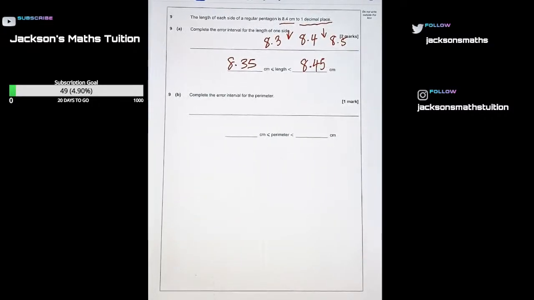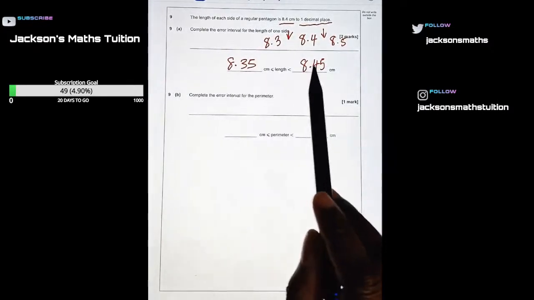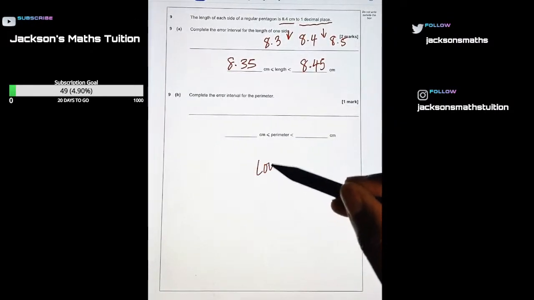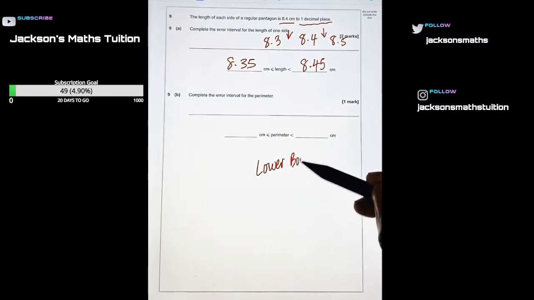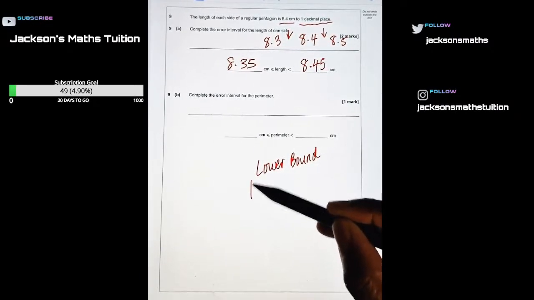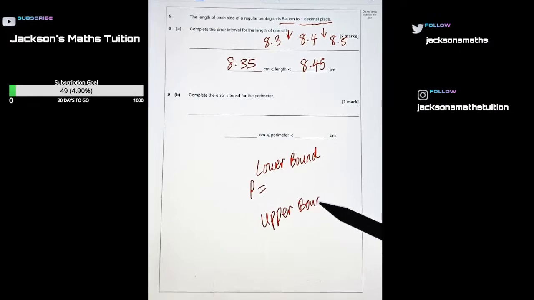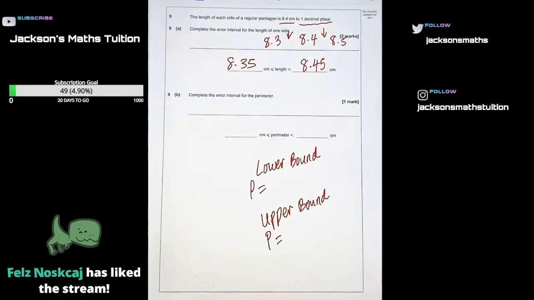Okay, so part B says to work out the error interval for the perimeter. Now to do the error interval for your perimeter, you need to look at what is given here. So we're going to do the lower bound for the perimeter, and then we're going to do the upper bound. So using the lower bound, which is 8.35, because it's a pentagon and it's regular, all the sides are equal.